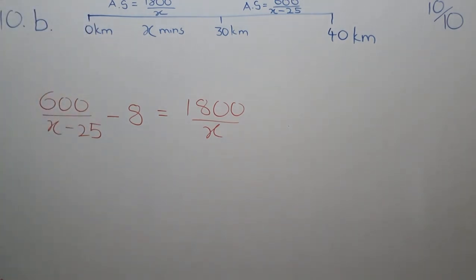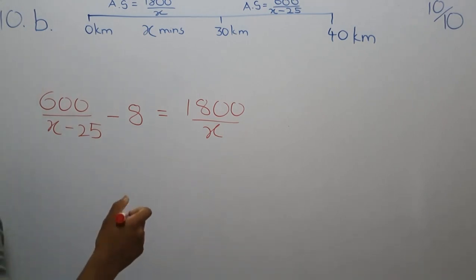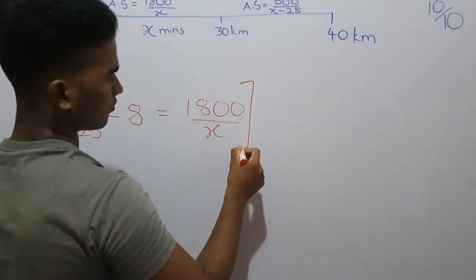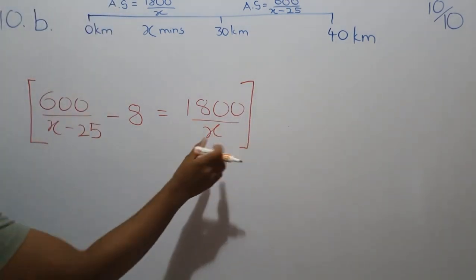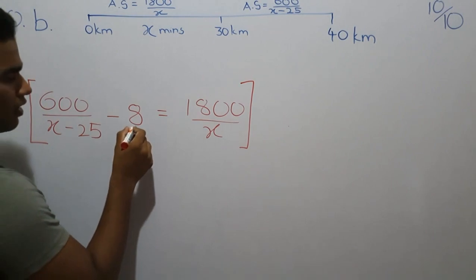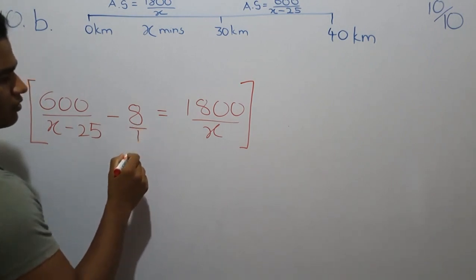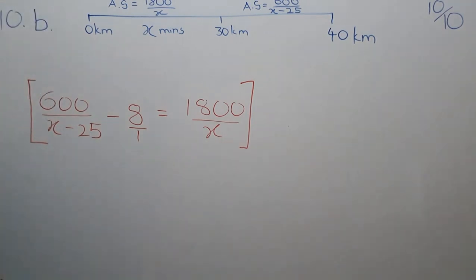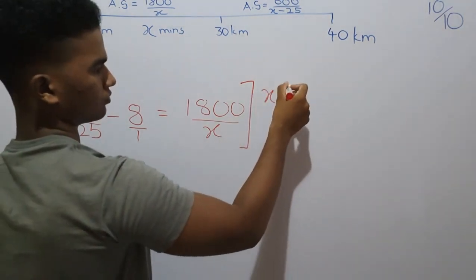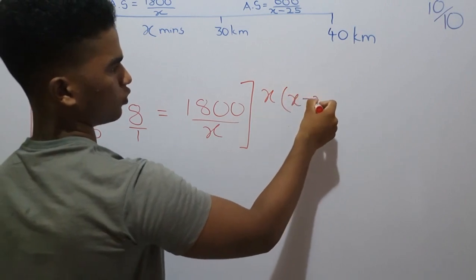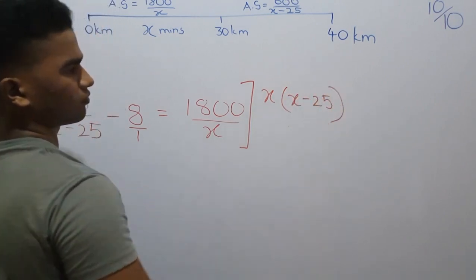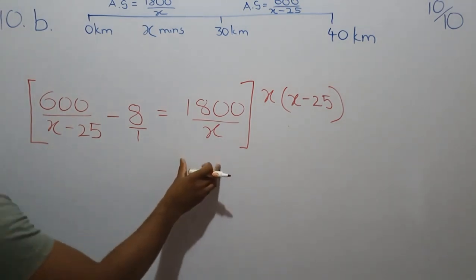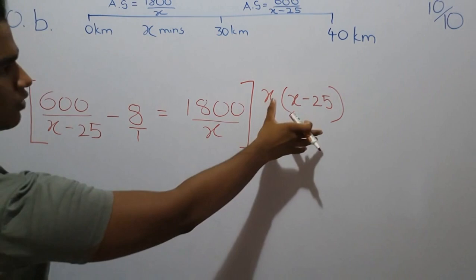So the best thing to do is multiply the whole equation by this LCM. Now keep in mind, under this 8 there is always 1. So what is the LCM of x minus 25, 1 and x? It's x into x minus 25. 1 is not required. So x minus 25 into x, this is the LCM. So multiply the whole equation by that.